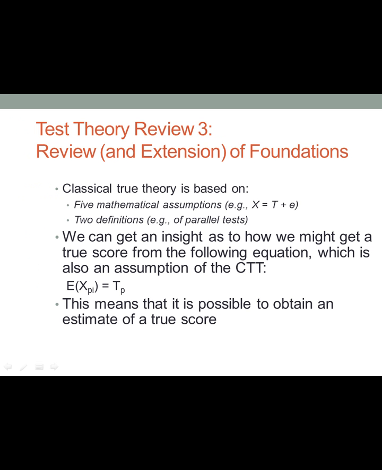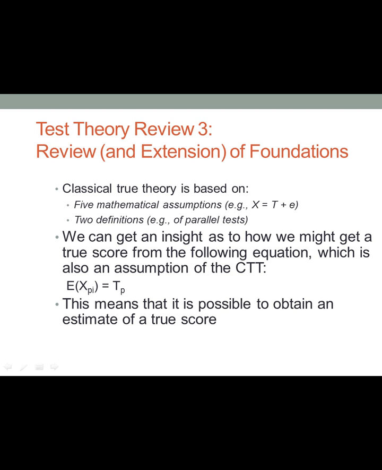Okay. In addition, classical true-score theory or classical test theory, you'll recall, is based on 5 mathematical assumptions, including X equals T plus E, and 2 definitions. And we can get an insight as to how we might get a true score from the obtained scores by looking at the following equation, which is also the second assumption of classical test theory. The expected value here, E, is used to designate the expected value, not the error score. It usually should be pretty clear from the context. I will try to use an epsilon for expected value. The expected value of the obtained scores for a person on a test equals the true score of that person.